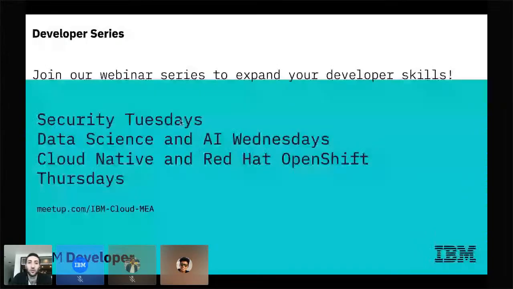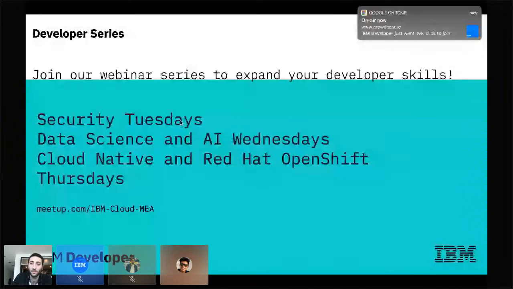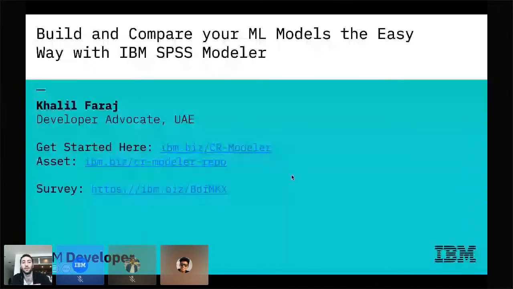Session. So this workshop is part of the IBM Developer Series, where we talk security on Tuesdays, data science and AI on Wednesdays, and cloud native and Red Hat OpenShift on Thursdays. So today, because it's Wednesday, we'll be discussing an AI topic, which is how we can build and compare machine learning models the easy way with IBM SPSS Modeler.